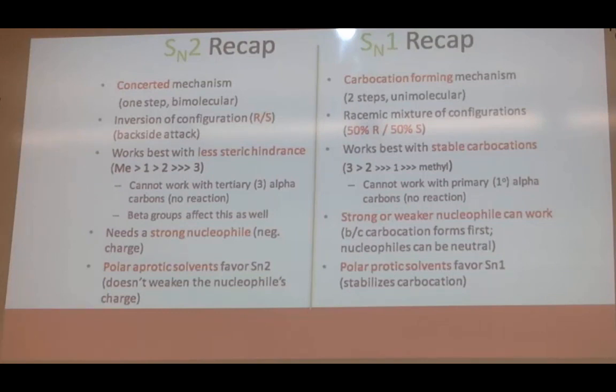SN2 happens all at once. Now we'll talk more about the inversion of configuration, what that looks like. But because SN2 happens all at once, you have to have a strong nucleophile that comes in and attacks at the same time that the leaving group leaves. Since it's happening all at once, it's going to work best when there's less steric hindrance.